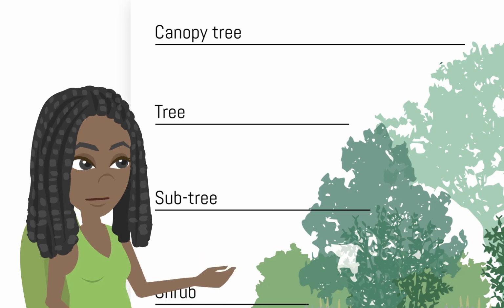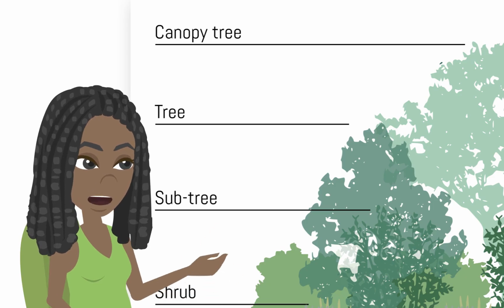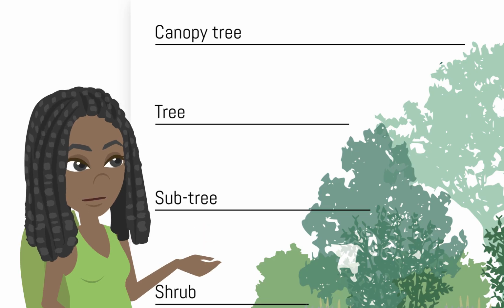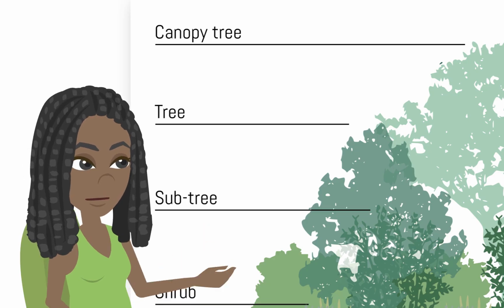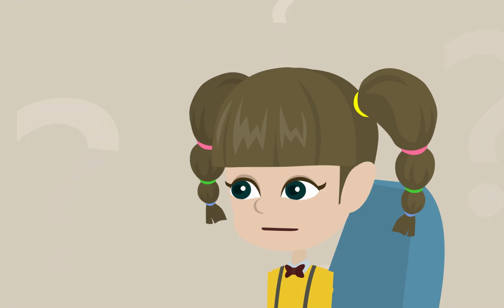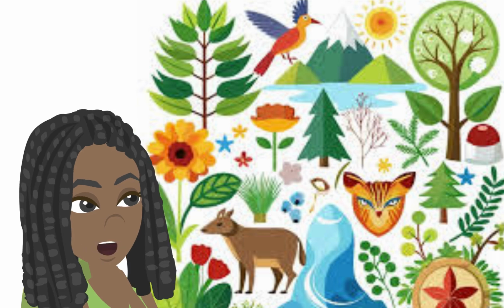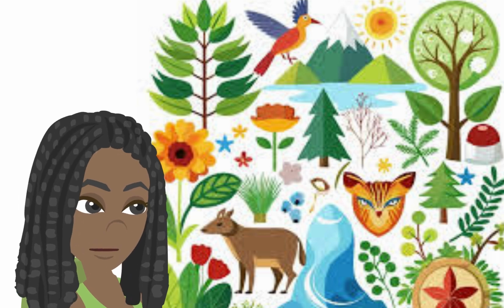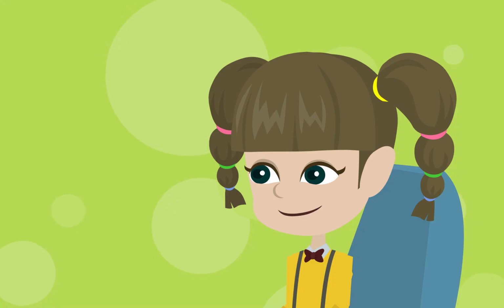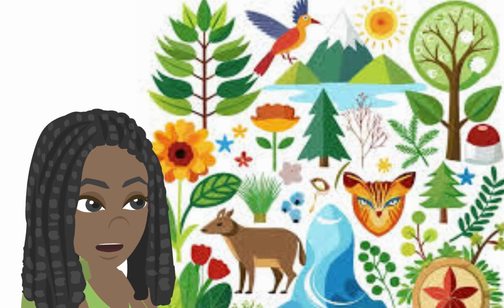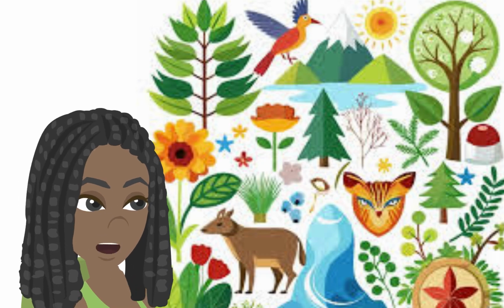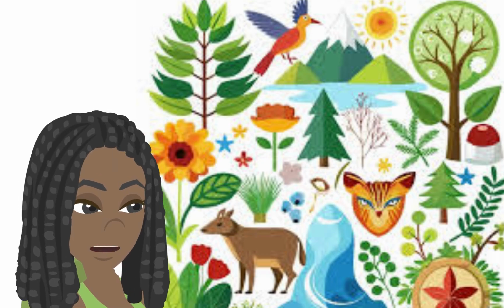Exactly. The tallest trees form the top layer, followed by shrubs and tall grasses, and then the lowest layer of herbs. That's really cool. But do all forests have the same types of trees and plants? No, not at all. Different forests have different types of trees and plants due to variations in the climatic conditions. The types of animals also differ from forest to forest.